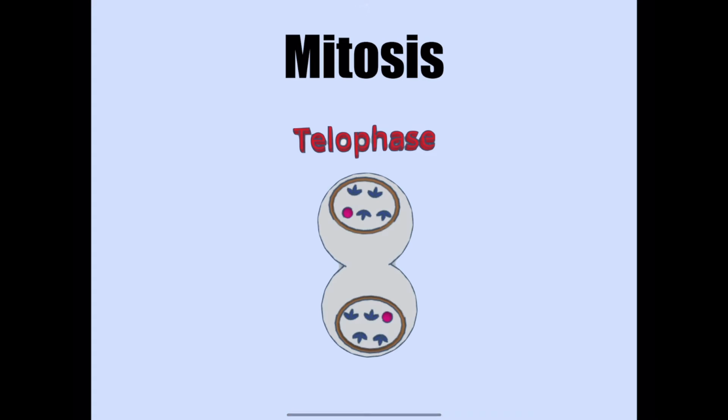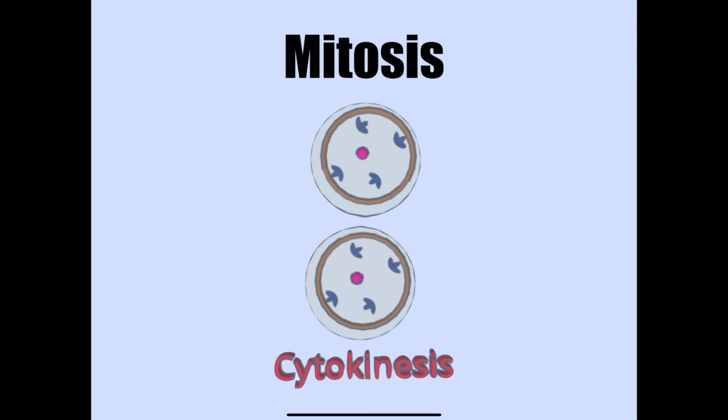In telophase, the nucleus reappears. We now have two nuclei ready to divide into two cells. They break apart into two cells. This is called cytokinesis.